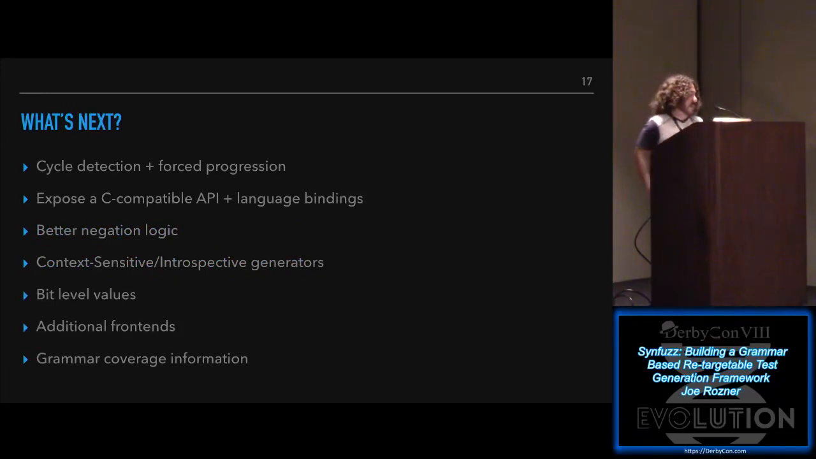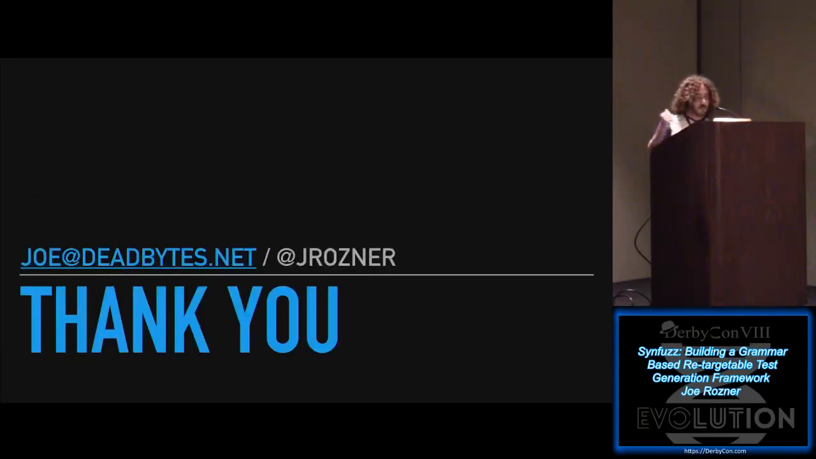Some of the things I'm working on right now are cycle detection and forcing progression. You can get into places where there are significant amounts of recursion that can cause stack overflows, so fixing that problem and making it possible to use very recursive grammars. Exposing C bindings and other language bindings so you can bring this into any language you'd want to. Negation logic is complicated. Context sensitive and introspective grammars and functionality to handle that. And then grammar coverage information, so understanding how much of the grammar we've explored and what we've generated from there, and the ability to tune that. Cool. That's it. Thank you.